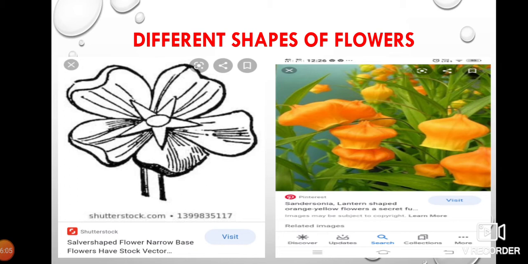The next shape we see here is the salver-shaped. So salver-shaped, the petals widen into a flat face. Next picture we see the petals as globular shaped. The petals of this flower are globe shaped and they are fused. So the whole flower has a globular shape.